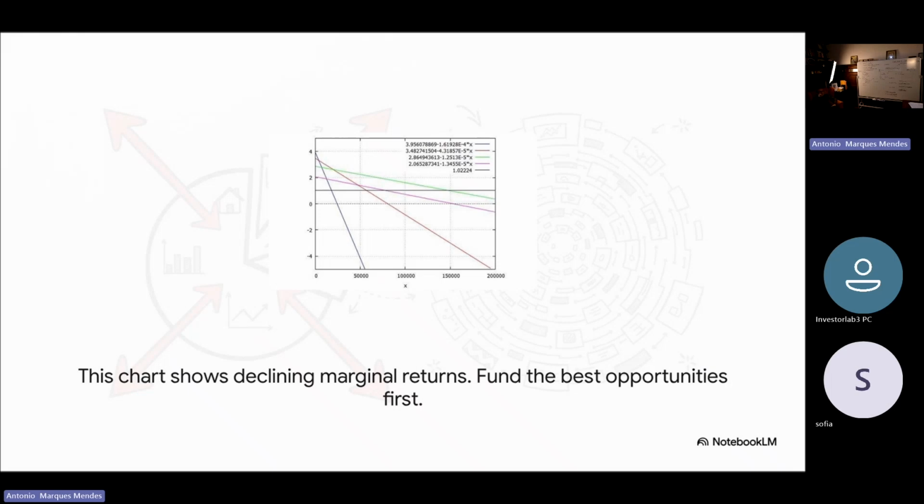So MEE's logic is just brilliant. You fund the best opportunity, that top line, but you only do it until its return drops down to the same level as the second best option. At that exact moment, you start funding both of them. You're always making sure your money is going where it will work the hardest for you right now.